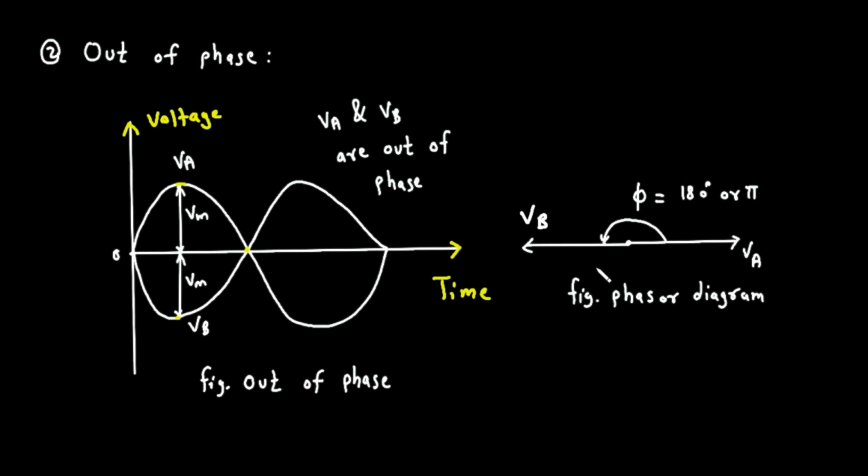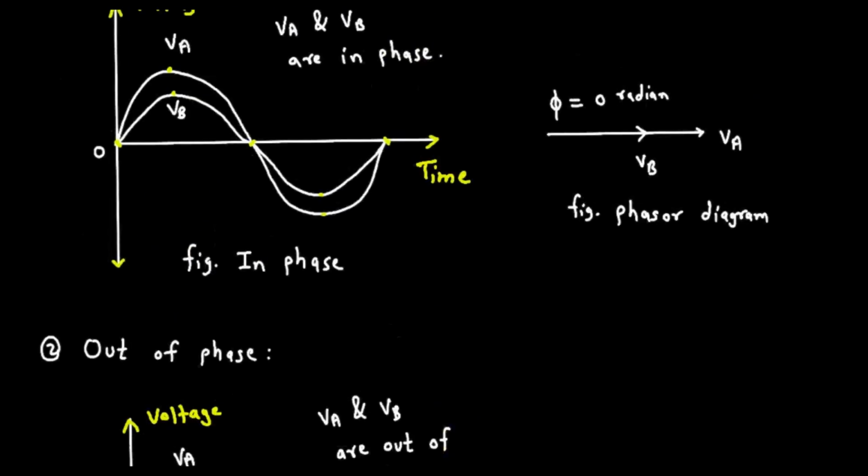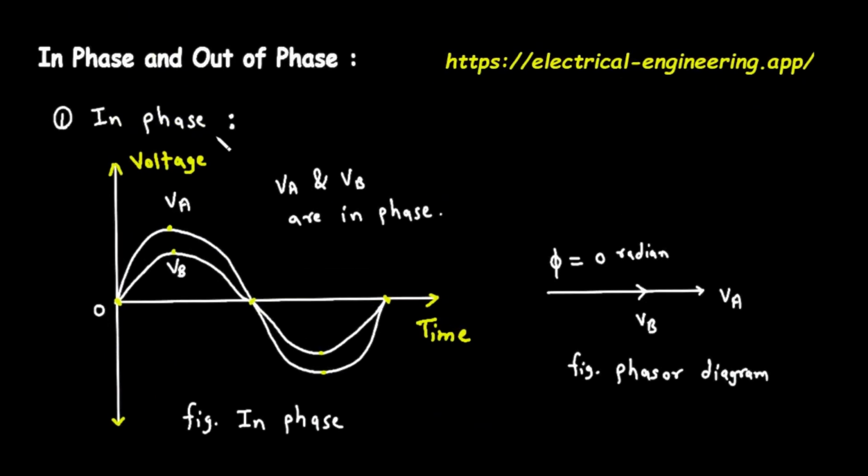To summarize the second section, out of phase by 180 degrees means two waves are perfect opposites. When one is at its positive peak, the other is at its negative peak. On a phasor diagram, their arrows point in completely opposite directions, representing a phase angle difference of 180 degrees, or pi radians. So, in conclusion, phase is all about timing.